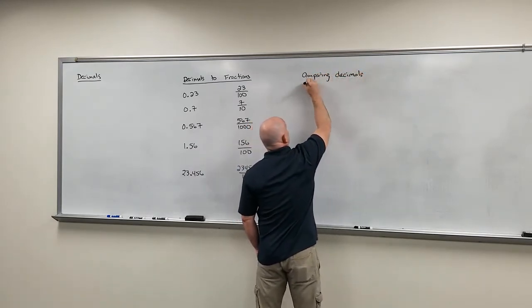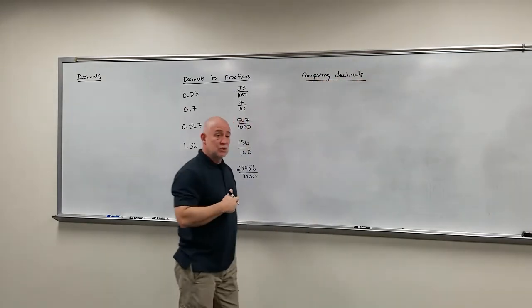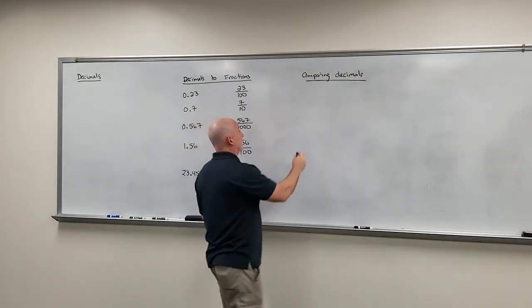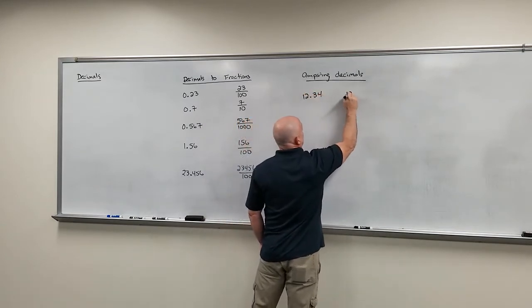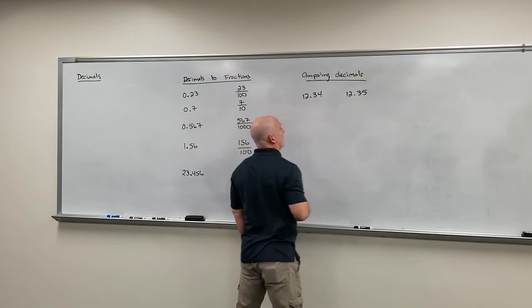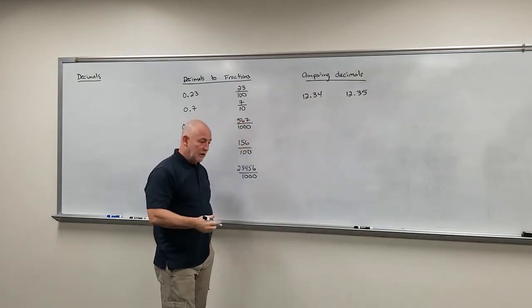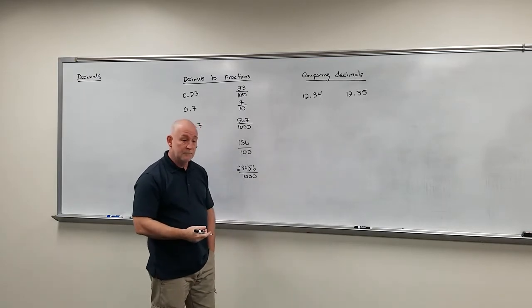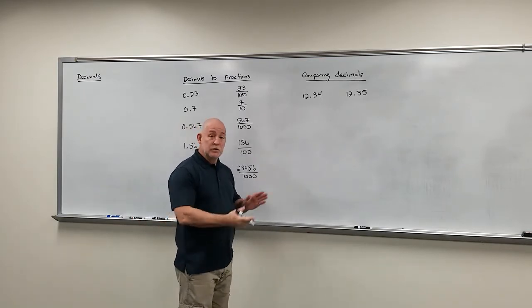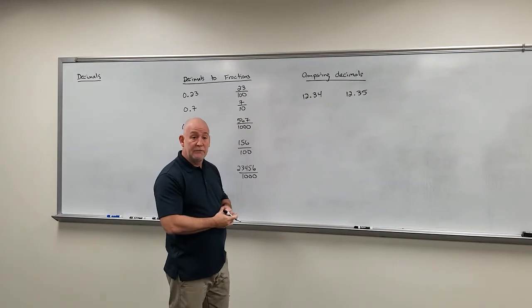Comparing decimals. Basically what I mean by this, if I gave you two sets of decimal numbers like 2.34 and 12.35, and I wanted you to put in one of our inequality symbols, I wanted you to say which number was bigger, how do we do that? Well, all you got to do is start comparing these numbers from left to right.